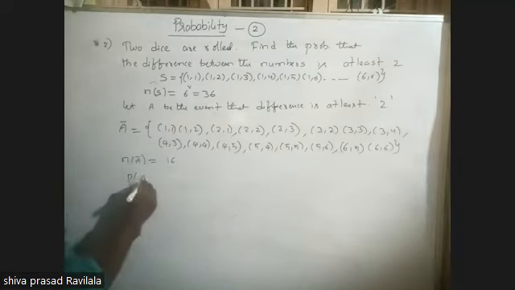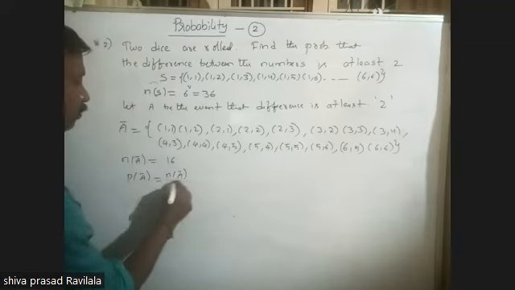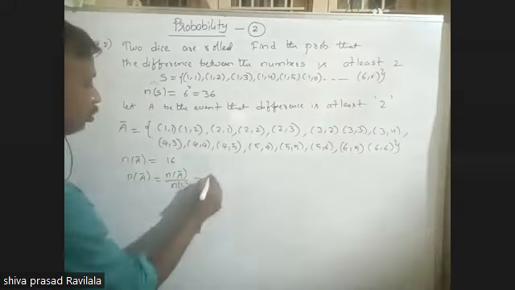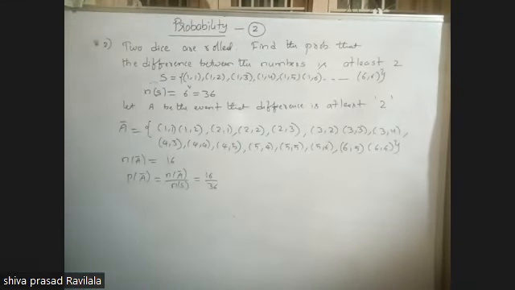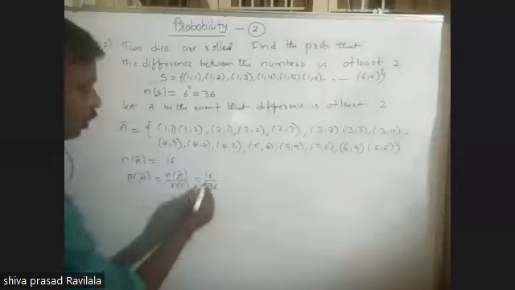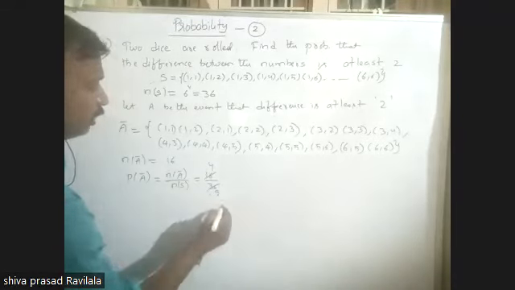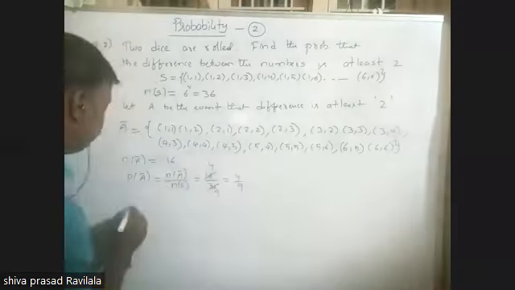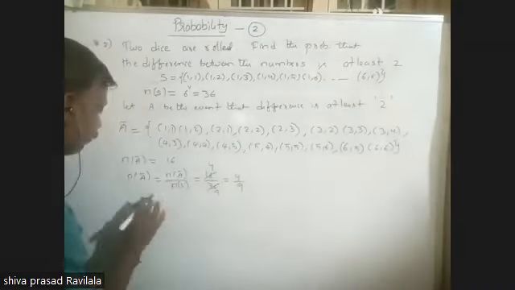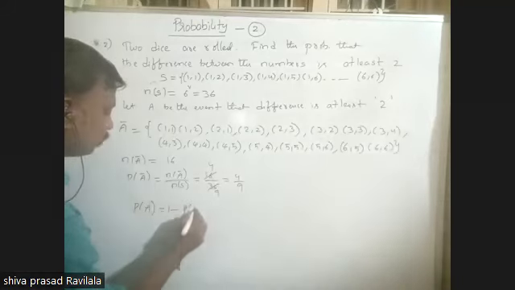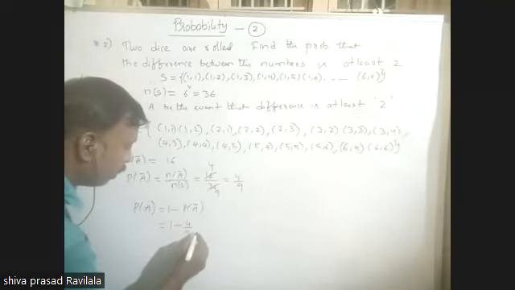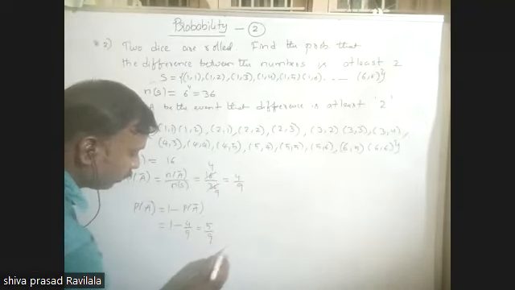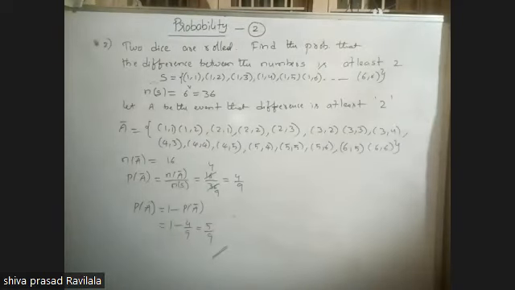Then the probability of A complement, where the difference is less than 2, is equal to n of A complement by n of S, that is equal to 16 by 36, which is equal to 4 by 9. Therefore the required probability, P of A, is equal to 1 minus probability of A complement, that is equal to 1 minus 4 by 9. Your answer is 5 by 9.